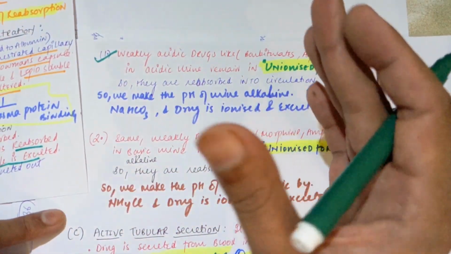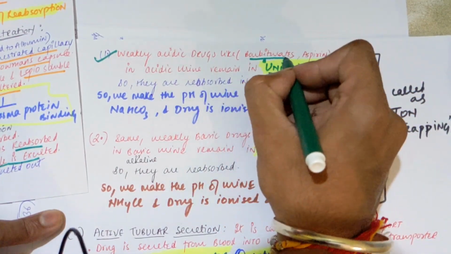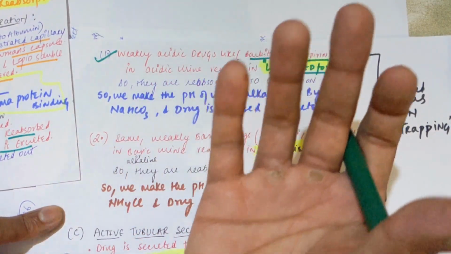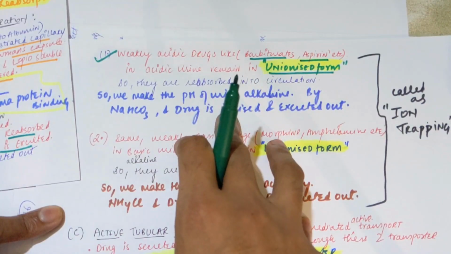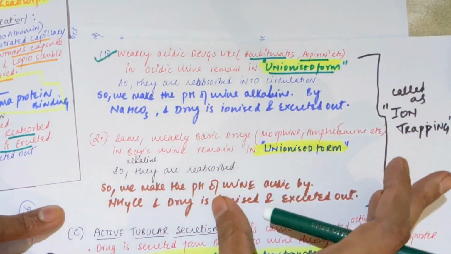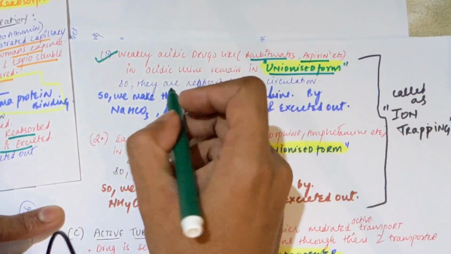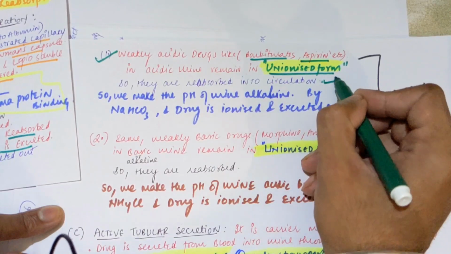For that what we actually do, so they remain in unionized form like barbiturates and aspirin. Clear? And just consider they remain in the acidic urine. So they are weakly acidic drugs and the urine is acidic, so they will not react and will remain in unionized form, that is non-polar. Clear? So they are reabsorbed into the circulation, and they can lead to toxicity.